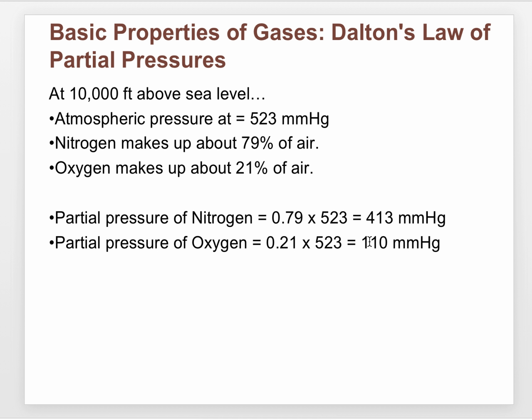The same ratios hold true even at altitude. At 10,000 feet above sea level, the atmospheric pressure is going to be lower, and it's 523 millimeters of mercury. How much of that is due to nitrogen and how much is due to oxygen can be found just by multiplying the percentages times the atmospheric pressure at that level. So the partial pressure of nitrogen is 79% times 523, which gives you 413 millimeters of mercury. That's the partial pressure of nitrogen at 10,000 feet above sea level. Partial pressure of oxygen you get by multiplying 21% times 523, giving a partial pressure of oxygen of 110 millimeters of mercury. So the partial pressure is proportional to the percentage of the gas in the mixture. The higher the percentage of gas in the mixture, the higher the partial pressure of that gas.